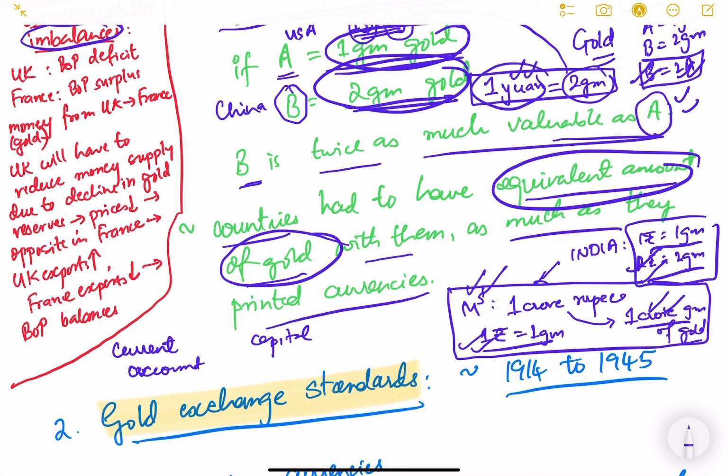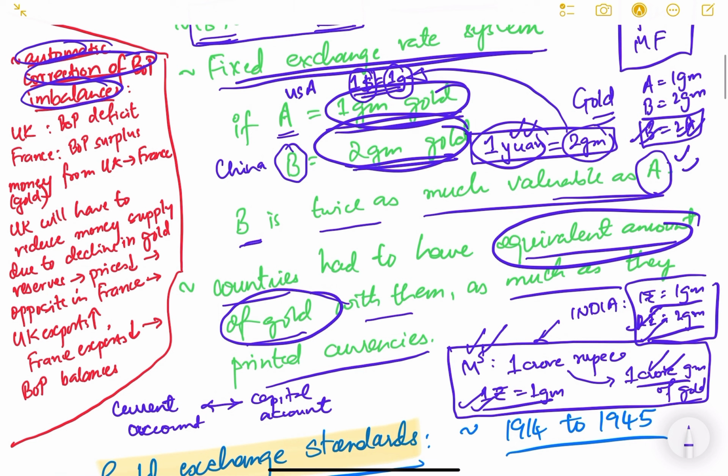So we know that balance of payment gets imbalanced when the current account and capital account are not balancing each other. So that is known as balance of payment imbalances. So let us assume that there are two countries. There is an automatic correction of BOP. I'll explain it to you by taking this example.